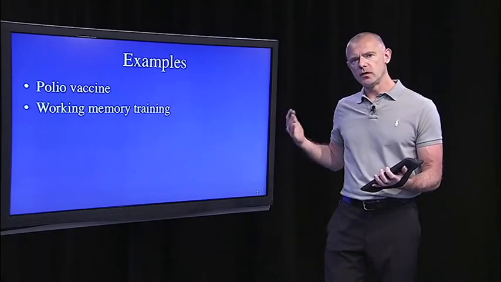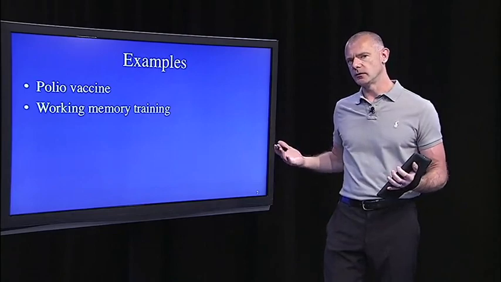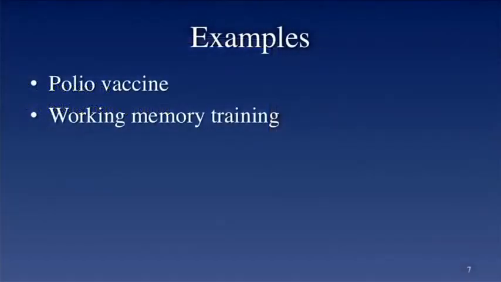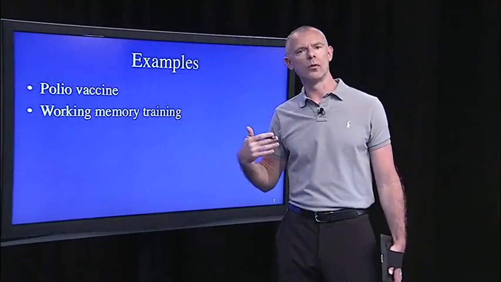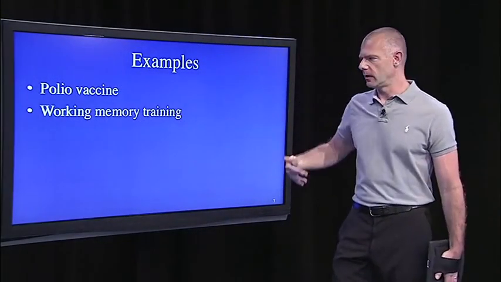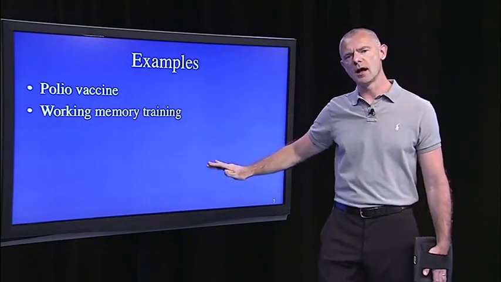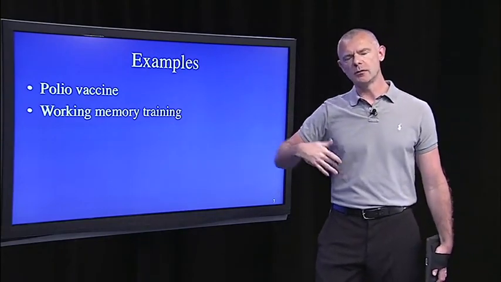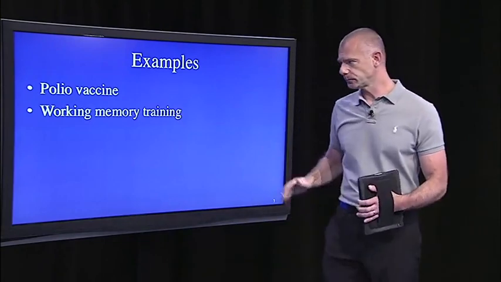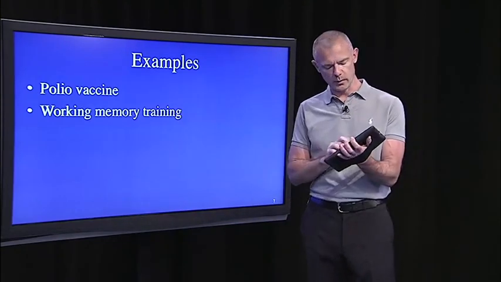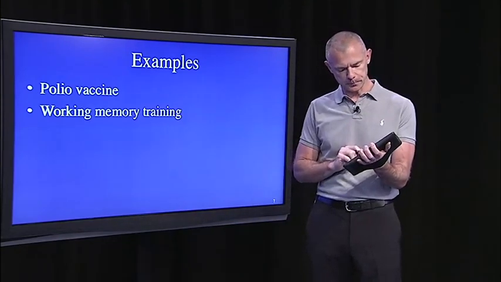We'll start out with two examples of randomized controlled experiments. One is a classic, the Salk vaccine trials to eradicate polio in the United States. And then I'll talk about a recent set of experiments on what's called working memory training. This is a new wave of research in cognitive psychology designed to enhance intelligence. But first, let's start with the polio vaccine studies.